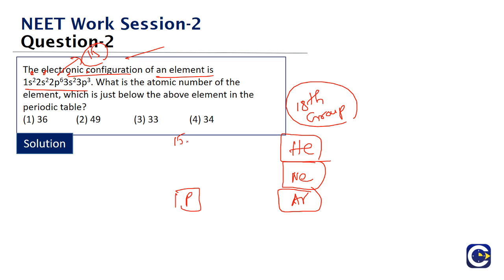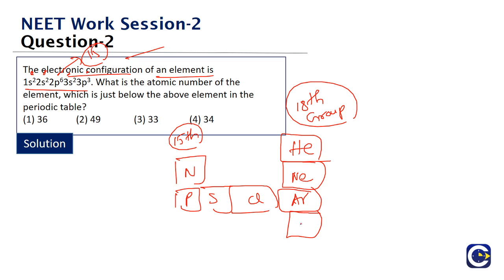So where does phosphorus come? Phosphorus comes in the 15th group. Nitrogen will be here, and then phosphorus. After phosphorus it will be sulfur, then chlorine, then comes argon. So this is the third period. Below argon there will be krypton, then xenon, and then radon.